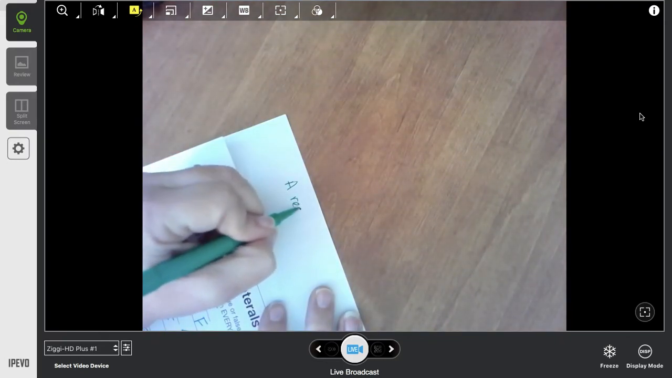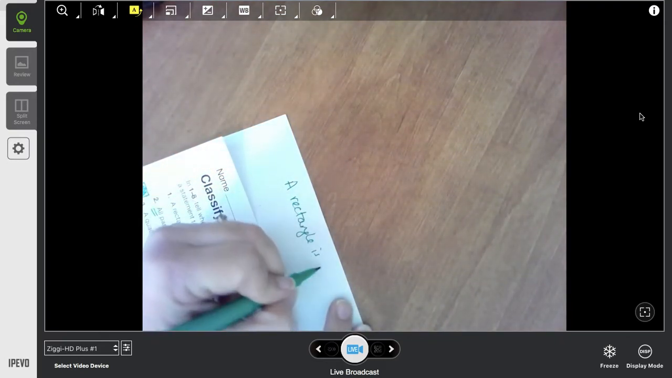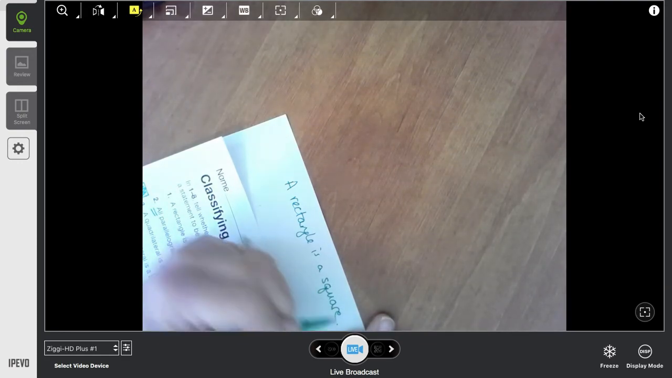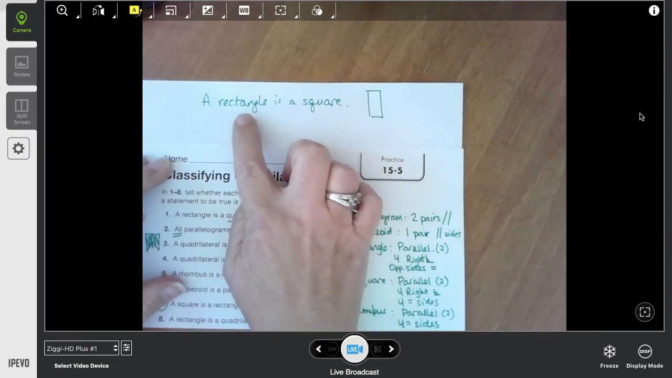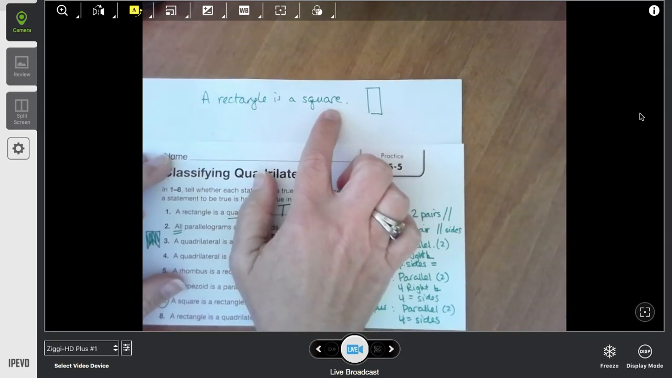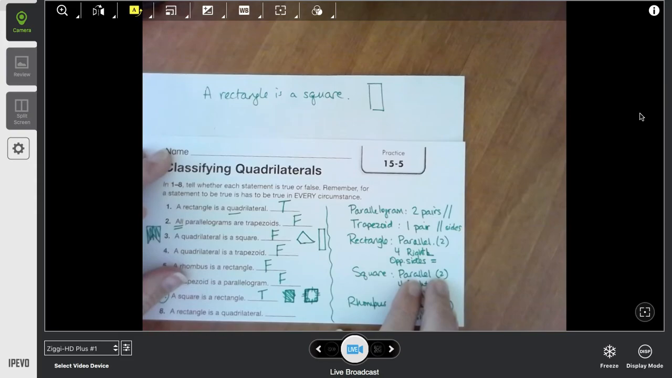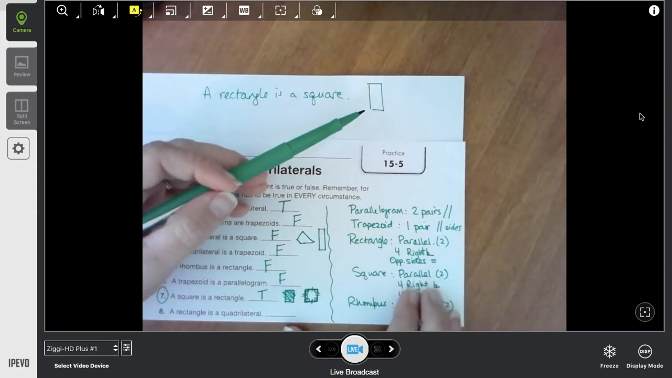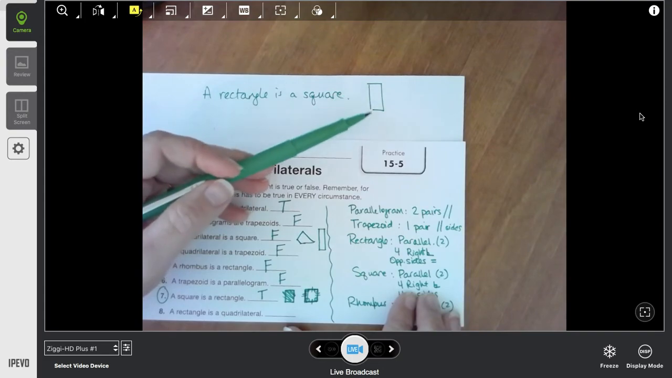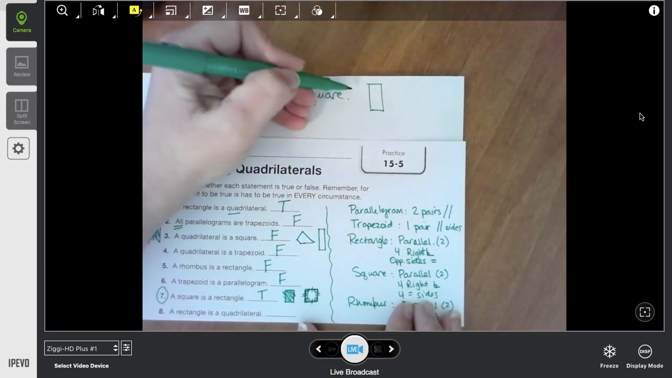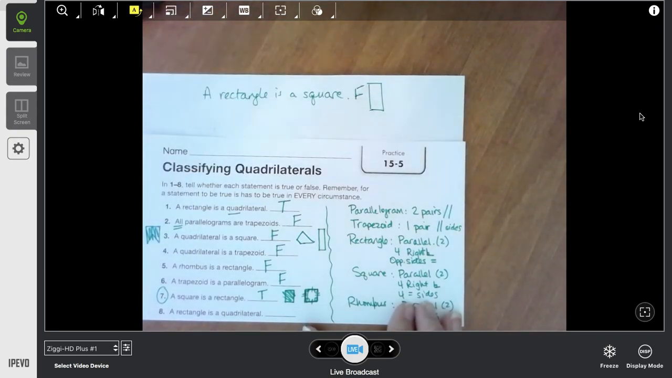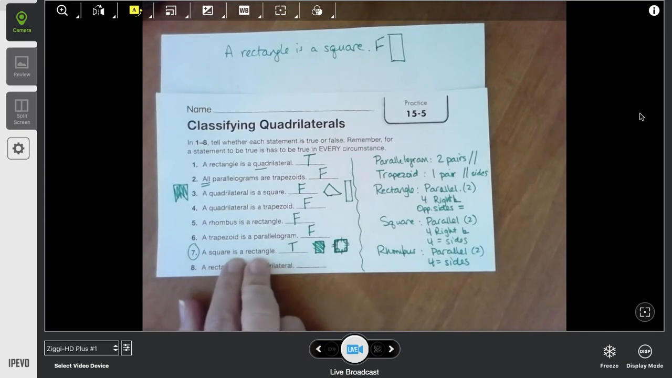Now, if I were to turn that statement around and ask, a rectangle is a square. Okay, so here's my rectangle. Let's see if this one's true. If a rectangle is a square, that means the rectangle has to have all the properties that a square has. Okay, let's look at the square. Does it have two pairs of parallel sides? Absolutely. Does it have four right angles? Absolutely. Does it have four equal sides? No, it does not. So a rectangle is not always a square, but a square is always a rectangle.